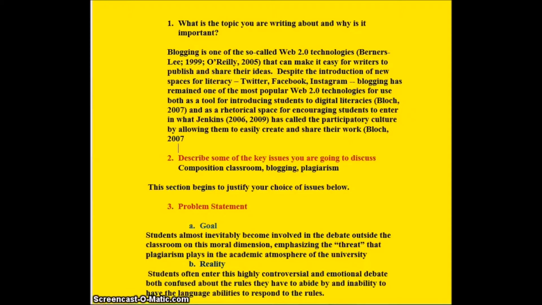Now, a problem, we can think about it as having two parts. One is, what is the kind of goal of what you're setting out to do? What are you trying to do? And then what is the current reality? And the gap between the goal and the current reality is where you're going to focus your research.